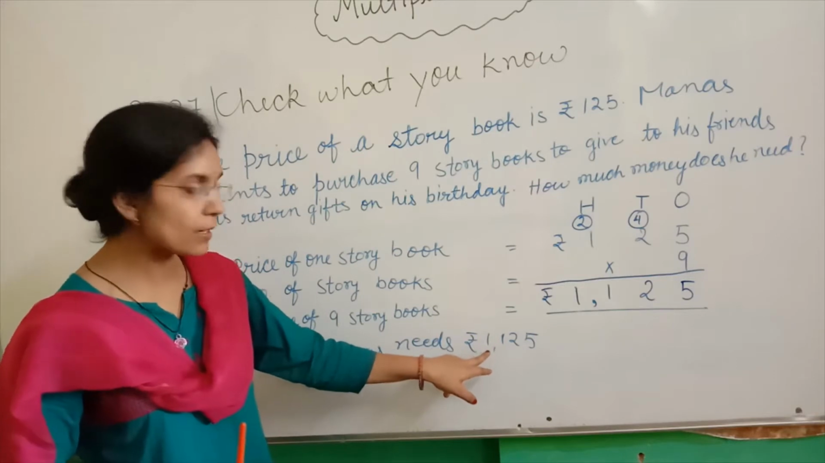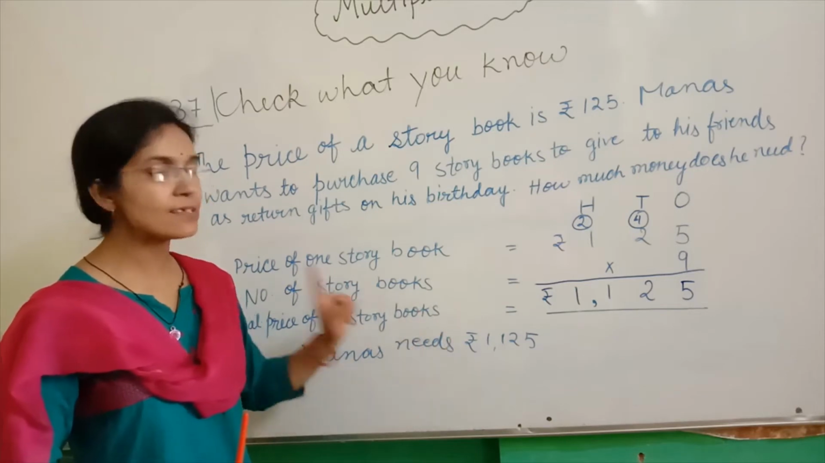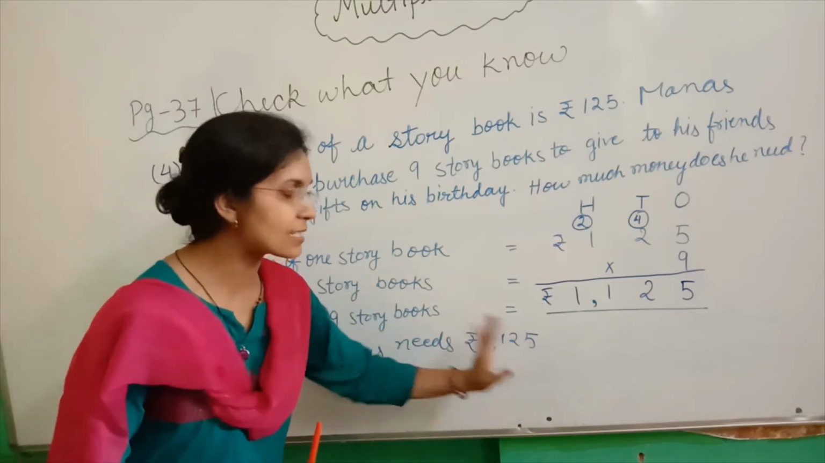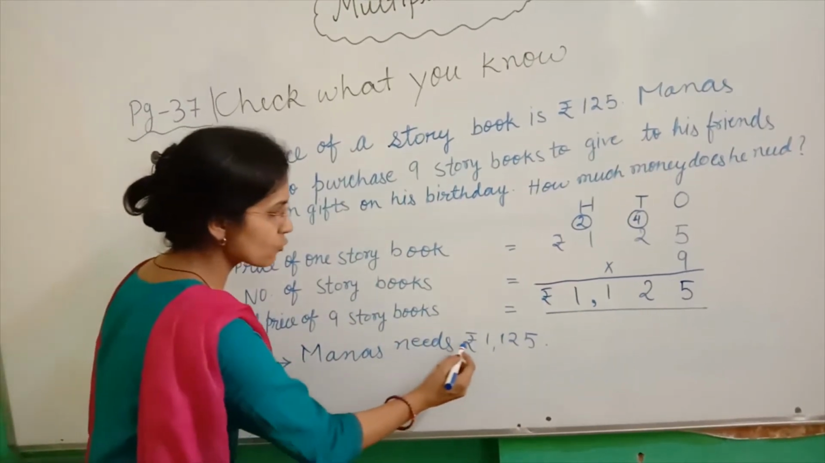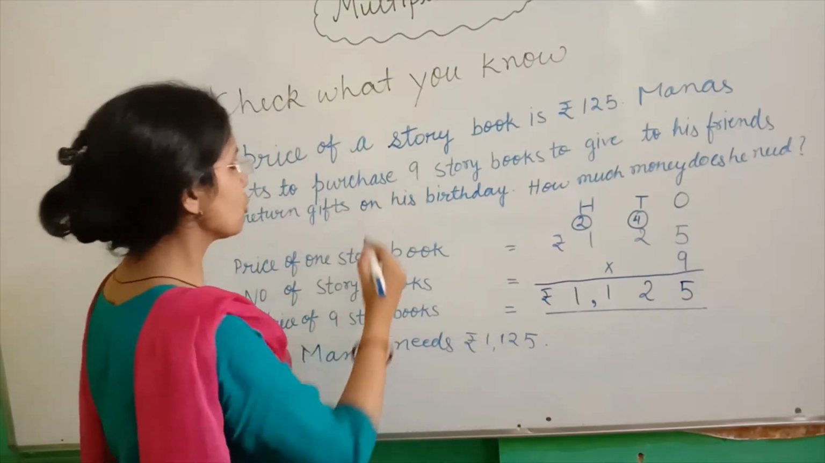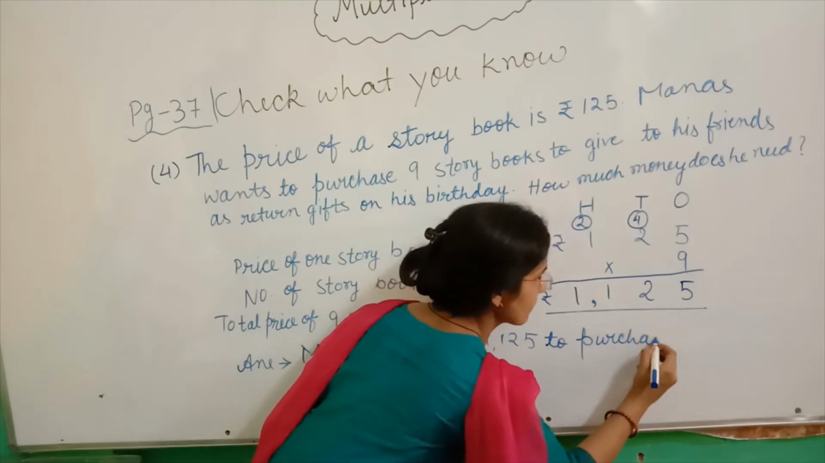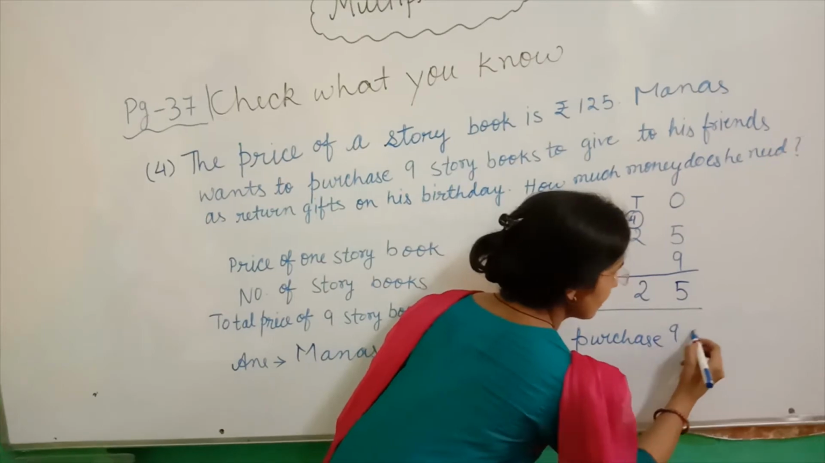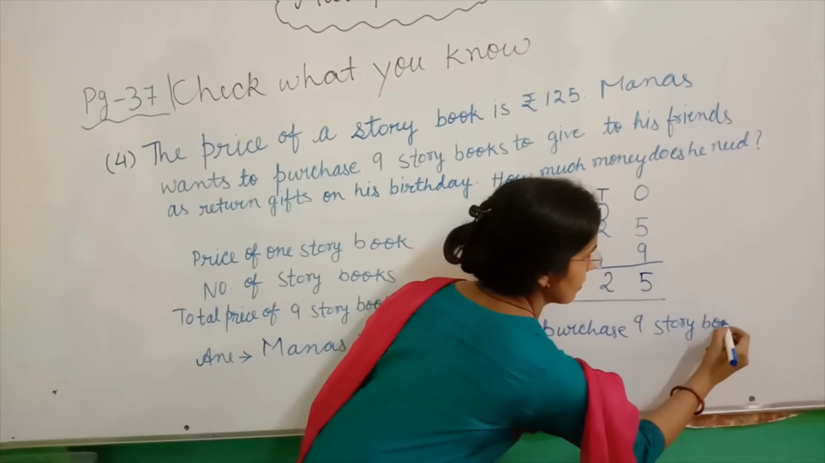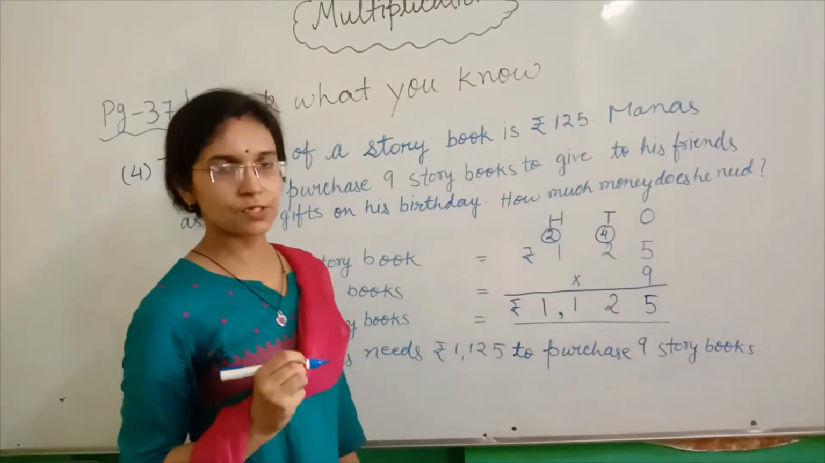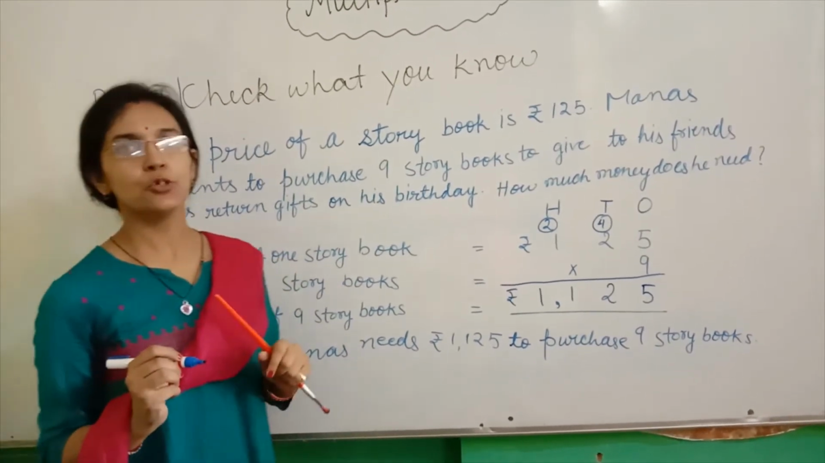See what main thing I have paid attention to over here. First of all, place value, ones, tens, hundreds, you will put a comma, as well as the rupees sign. It is very compulsory to write down the rupees sign. Then finally your answer statement. So Manas needs rupees 1125 to purchase 9 storybooks. So accordingly your question number 5 will be as homework in your notebook.